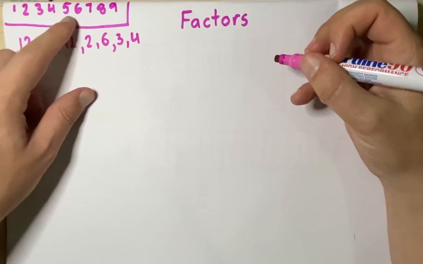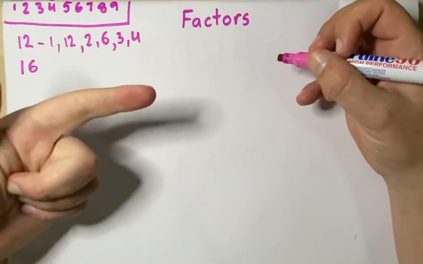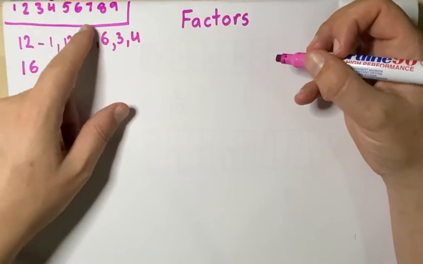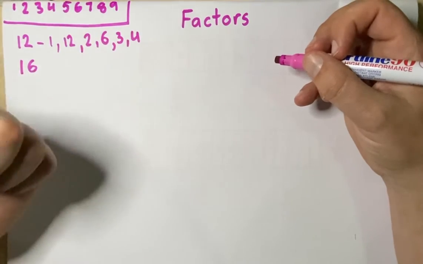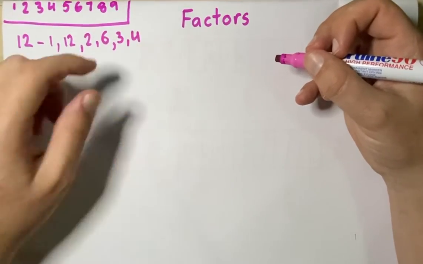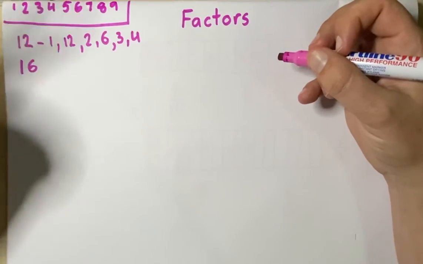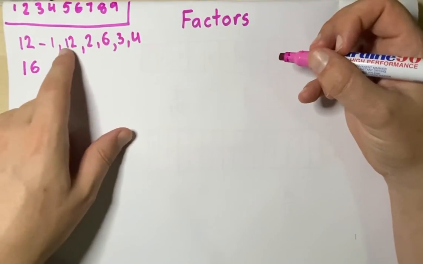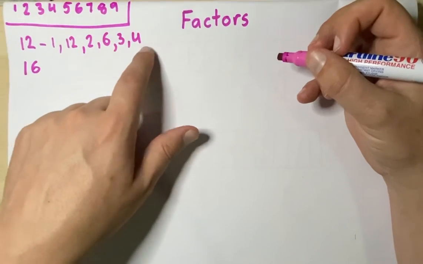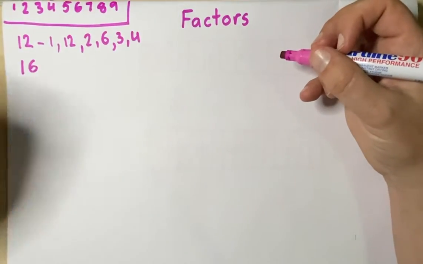Don't need to do 4. 5, 5, 10, 15. Oh, we've gone over. No, not 5. 6, already done 6. 7, 7, 14. No. 8, 8, 16. No. 9, 9, 18. No. So 1, 12, 2, 6, 3, and 4 are all factors of the number 12.